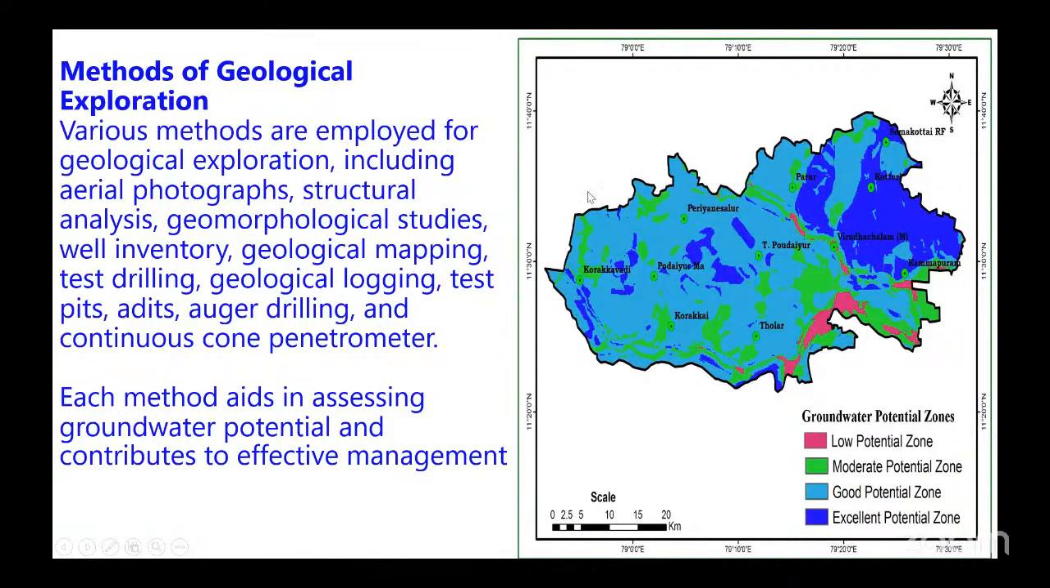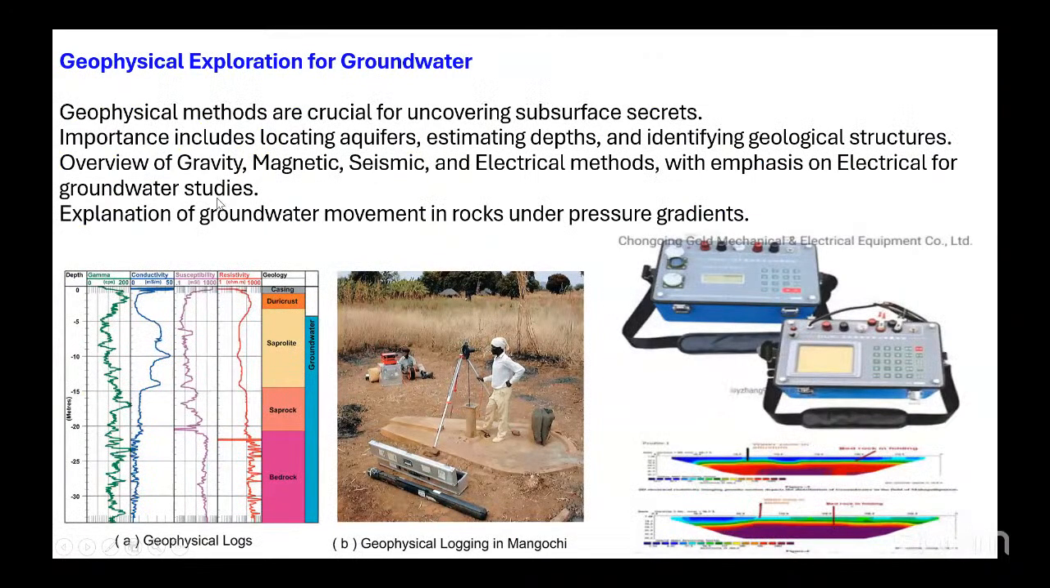If you take the groundwater potential zones, we can identify which are the best potential zones that may give the best groundwater resources, and which areas may not have sufficient water. We can locate these with the groundwater potential zone map. And next we'll discuss the geophysical exploration for groundwater.